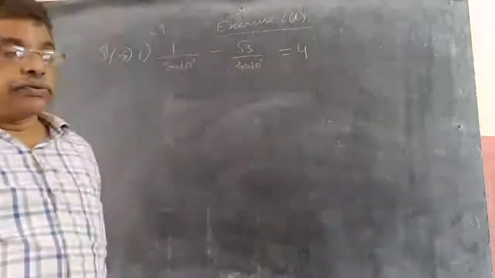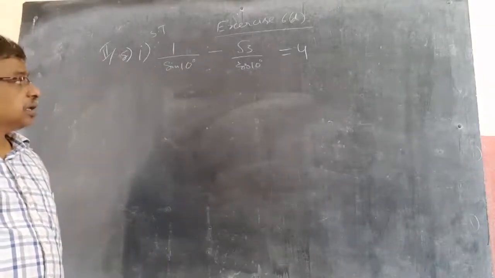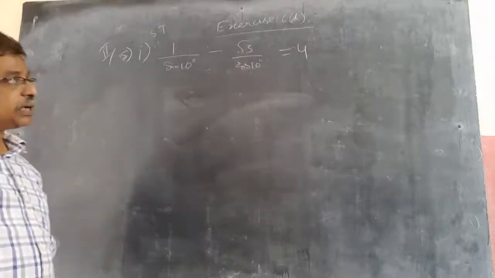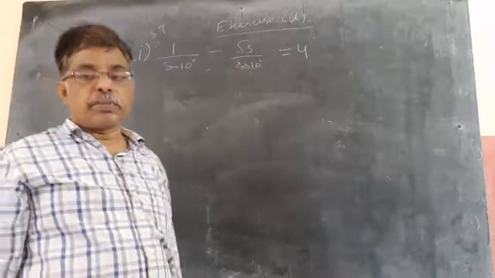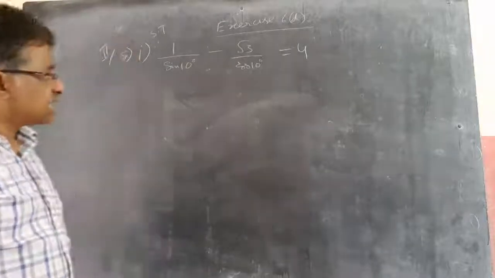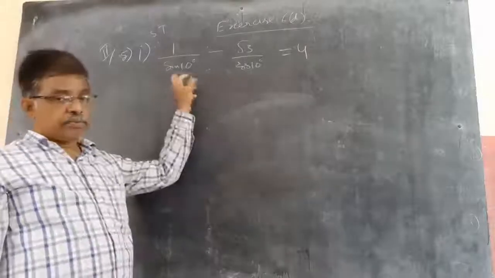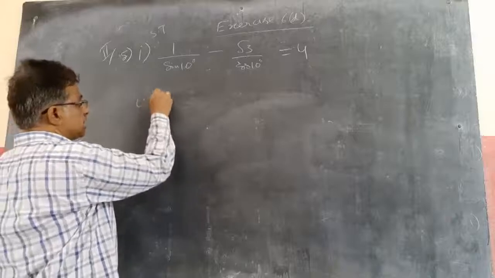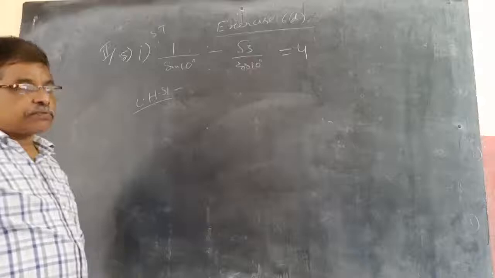Same sum we did previously. Given 1 by sin 10 minus root 3 by cos 10, prove that it is 4. Previously we proved 4 by root 3. Same type of sum, so do the same procedure. There we took the LCM, same concept. Very important, this model is for 4 marks.